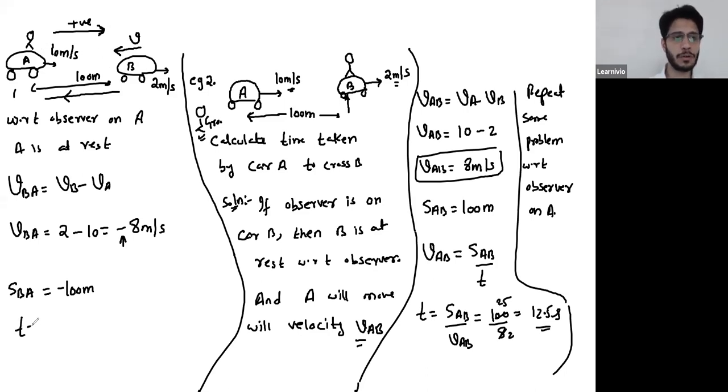Now again, time is displacement divided by velocity. So it's minus 100 divided by minus 8. That's again 12.5. So Fazil, you were making a mistake in this sign convention. Maybe you were taking plus 100. And Sania, you were adding these two quantities, 2 and 10, instead of subtracting, right? Yeah, sir. Fatma and Fazil were correct.